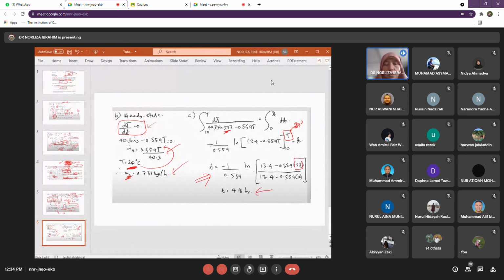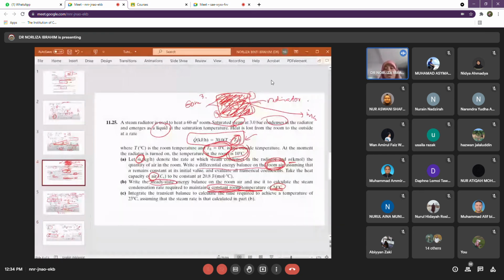Basically it's logical, because your condensation flow rate is very low, 0.33. So you release the heat quite slowly, and it takes time to increase the temperature from 10 degrees C to 23 degrees C, 4.8 hours. But the room is 60 cubic meters, so maybe it is logical. Okay, any questions?